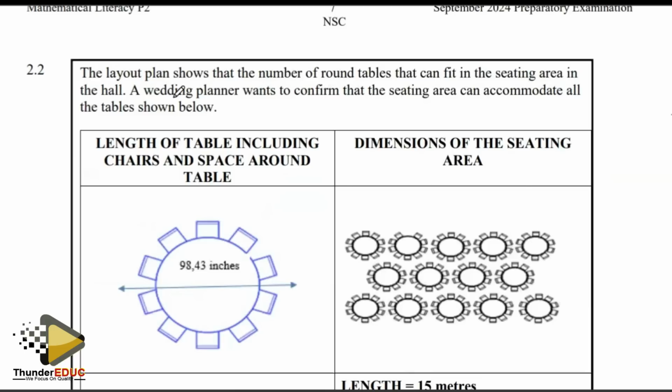The layout plan shows the number of round tables that can fit in the sitting area in the hall. A wedding planner wants to confirm that the sitting area can accommodate all the tables shown below.